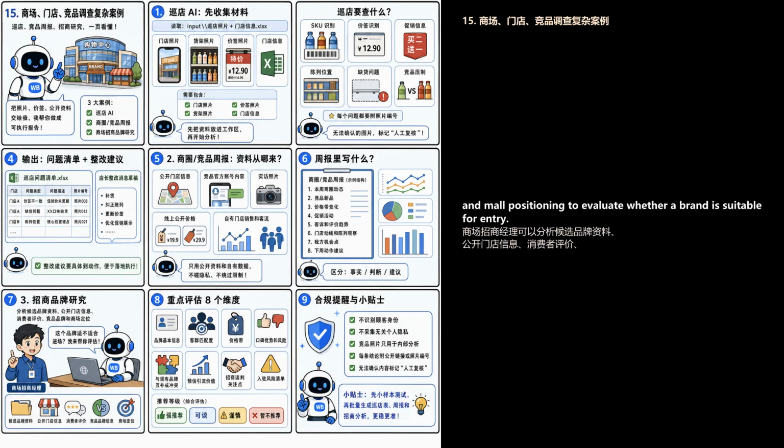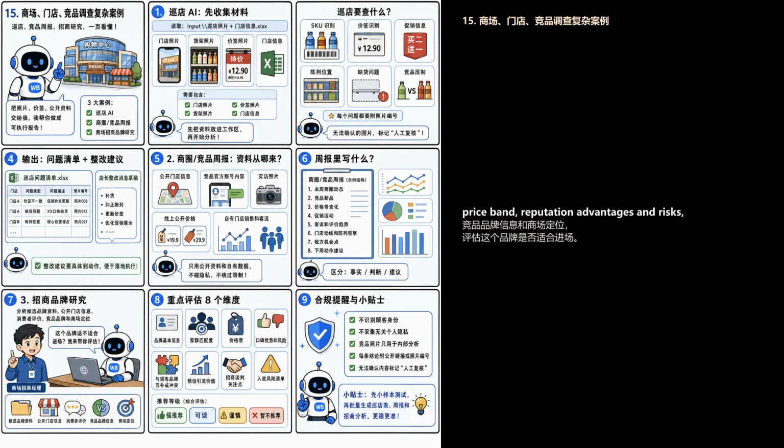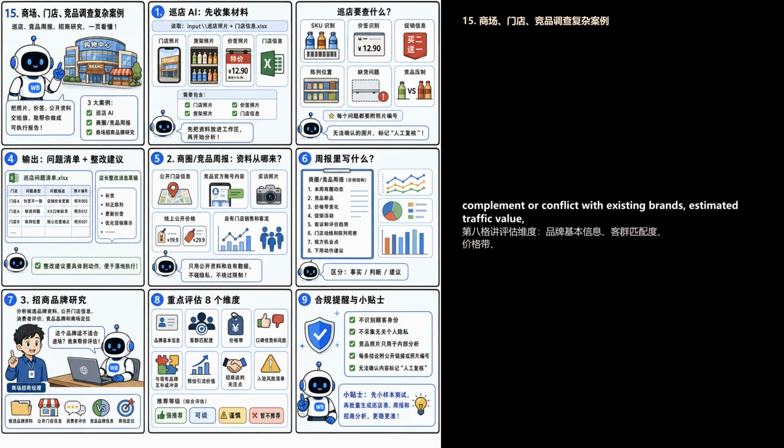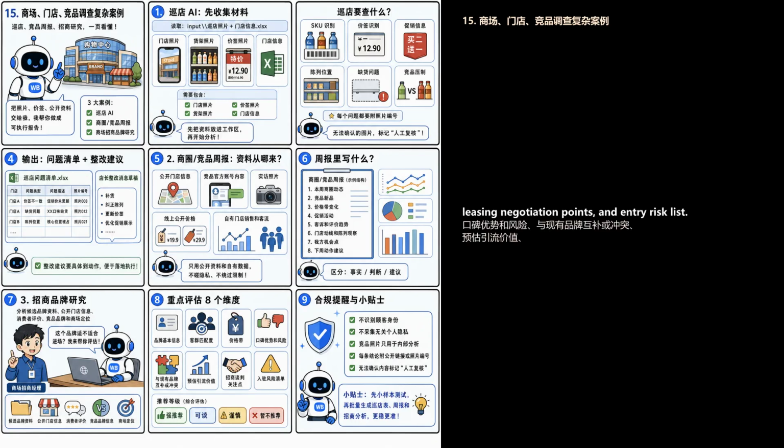The eighth panel covers evaluation dimensions: brand basics, customer fit, price band, reputation advantages and risks, complement or conflict with existing brands, estimated traffic value, leasing negotiation points, and entry risk list. The final recommendation can be strong recommendation, discussable, cautious, or not recommended for now.